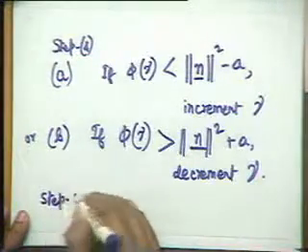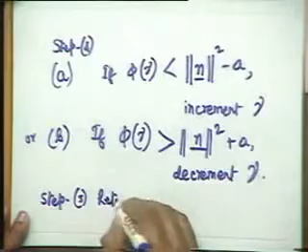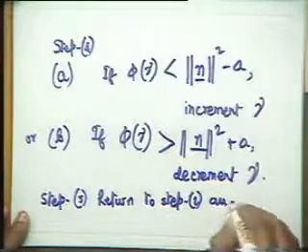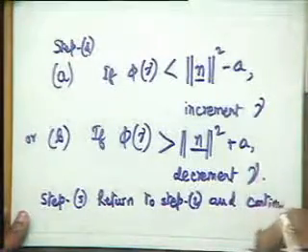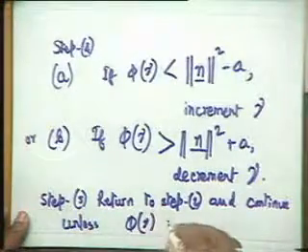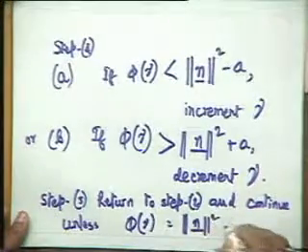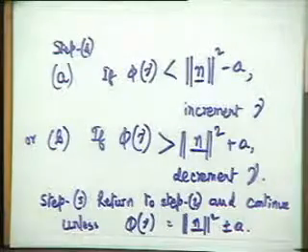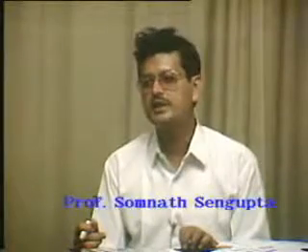Alright, so step 5 we can say, return to step 2 and continue unless phi of gamma is equal to n square plus or minus a. Now obviously, strictly speaking I should have written phi gamma lying between n square minus a and n square plus a. Alright.